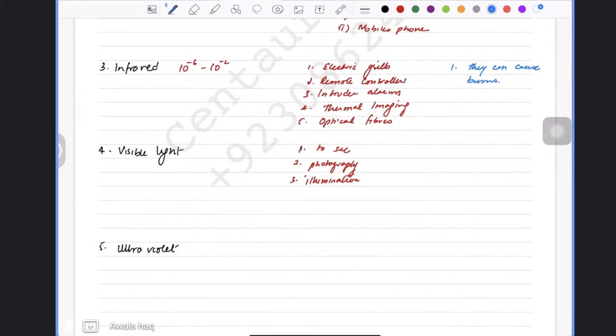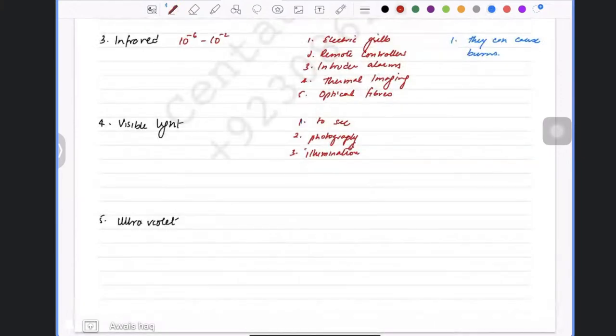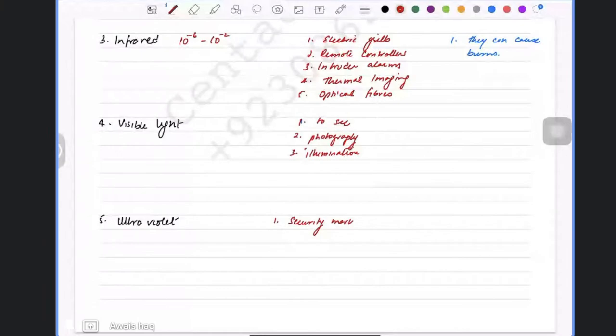All right, so then we're going to look at ultraviolet. Ultraviolet has some uses and some bad things about it as well. First of all, it is used in security markings because it can make invisible paint glow.